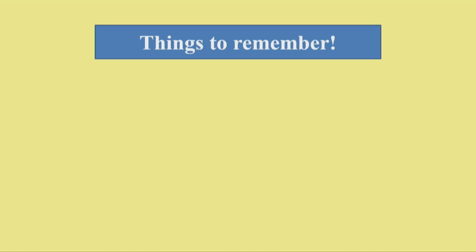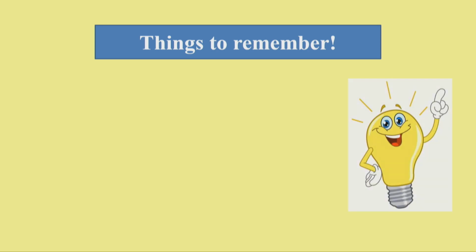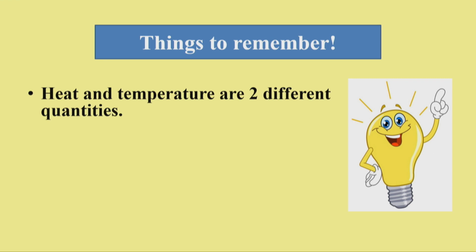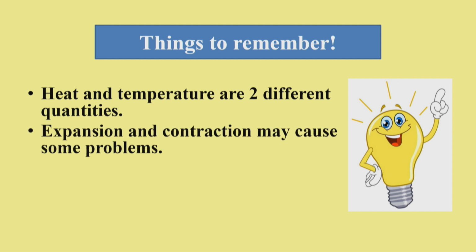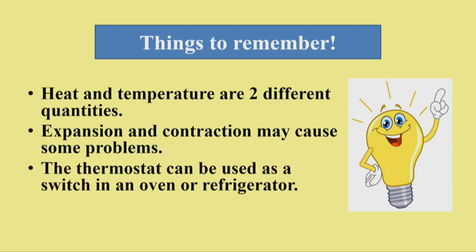So kids, the things to remember on thermal expansion of solids are: heat and temperature are two different quantities. Expansion and contraction may cause some problems. And finally, the thermostat can be used as a switch in an oven or refrigerator.